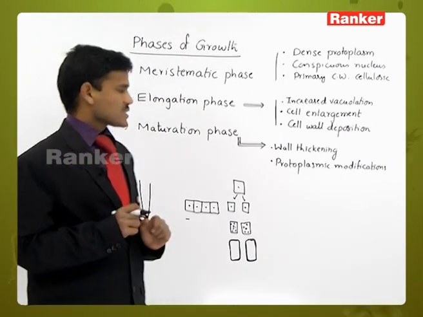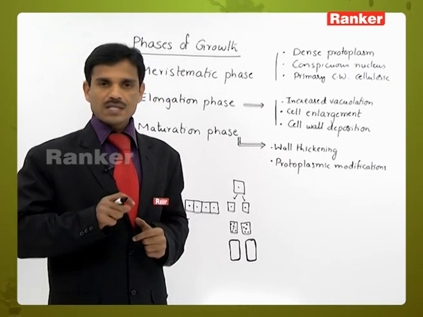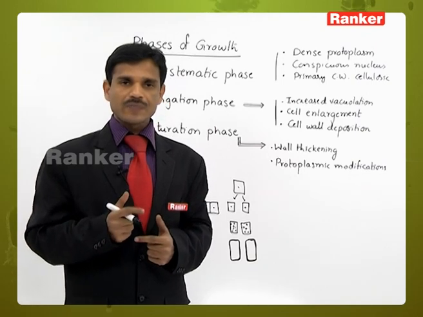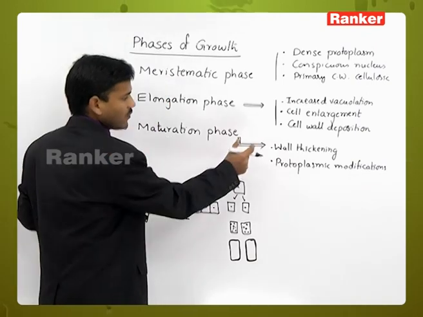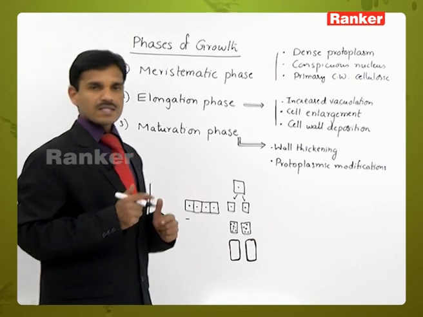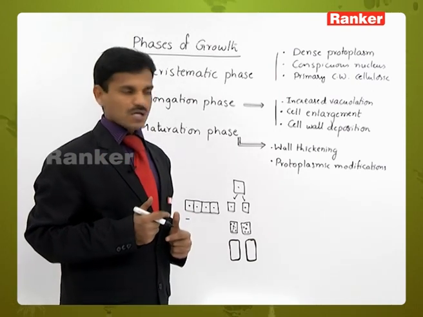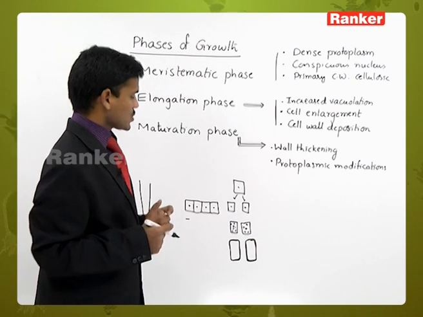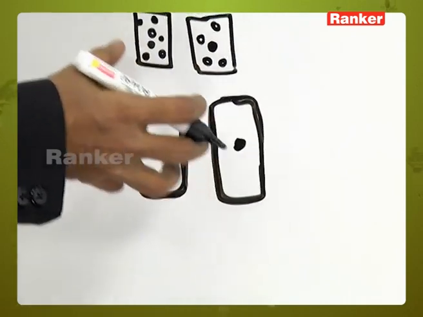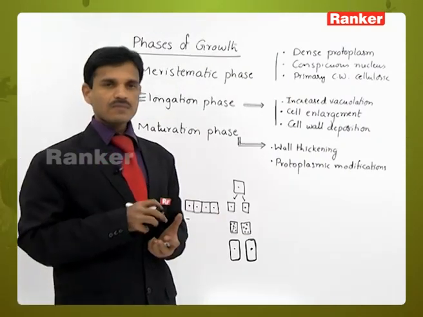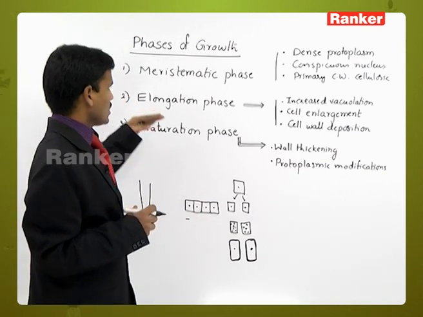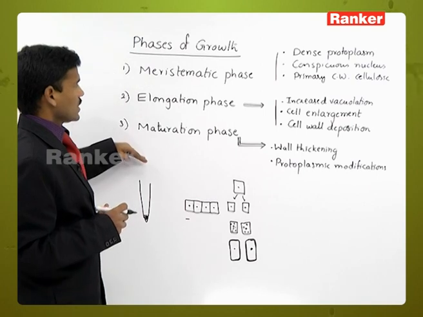Next, the maturation phase. In the maturation phase, the cells reach the maturity stage and completely differentiate. The primary wall is thickened; completely thickened. Sometimes secondary cell walls are also formed. Next, protoplasm modification. The protoplasm content increases, and it undergoes modifications.